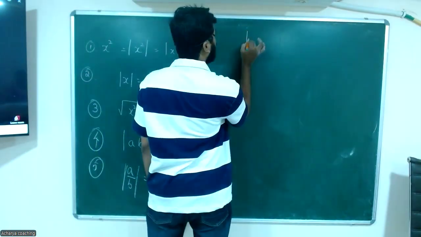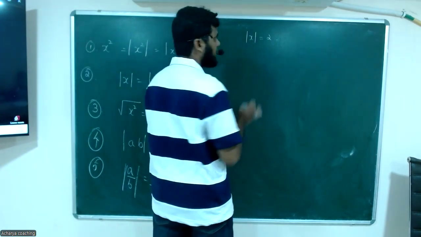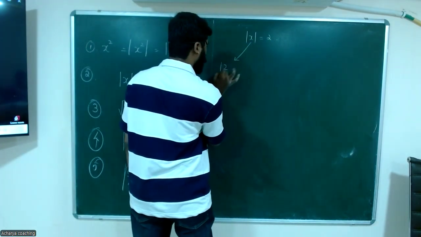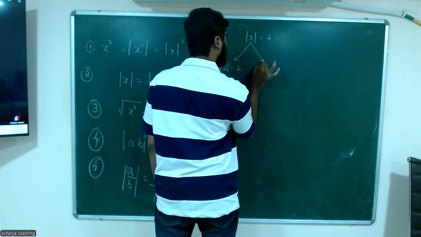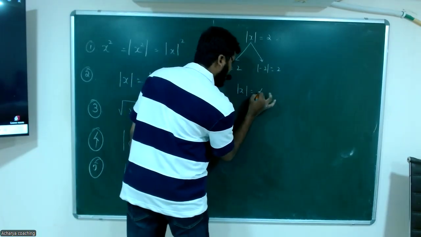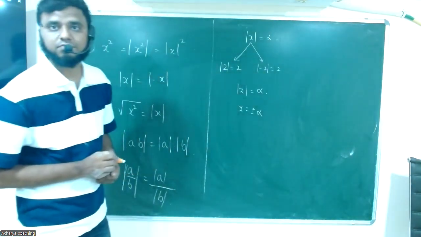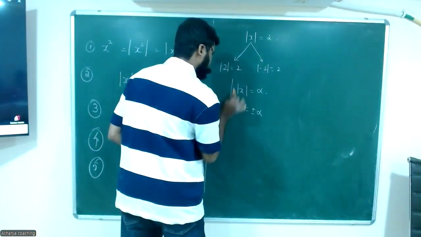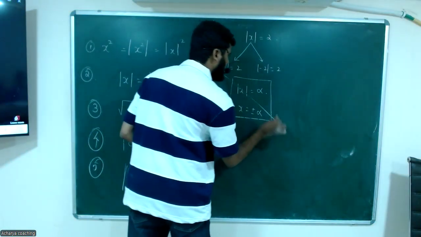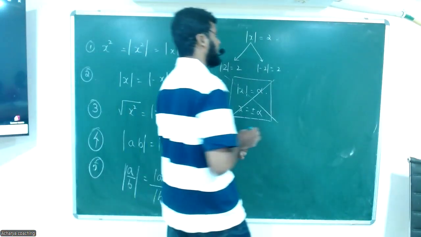See here, suppose if I have modulus of x equal to 2, what are all the possible x values we can have? If it is plus 2 also, it is 2. If it is minus 2 also, it will be 2. So modulus of x equal to alpha, can I write x equal to plus or minus alpha? This is wrong. We cannot write x equal to plus or minus alpha. Why?